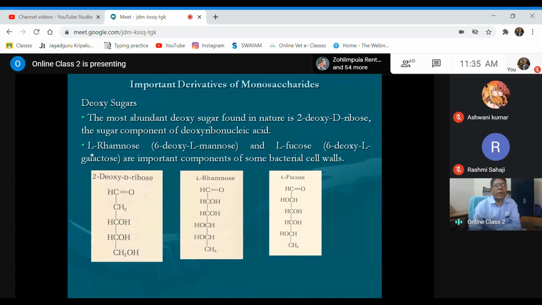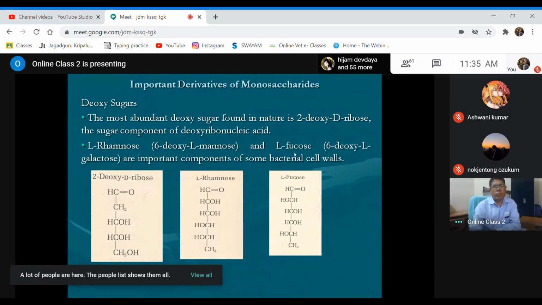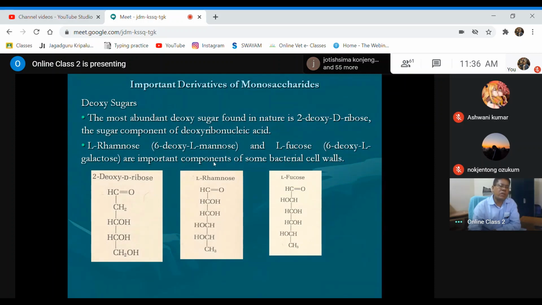Then another one is L-rhamnose, which is deoxy-L-mannose, and L-fucose, which is deoxy-L-galactose. These are important components of some bacterial cells. Okay, so these are the important deoxy sugars that are found in nature.